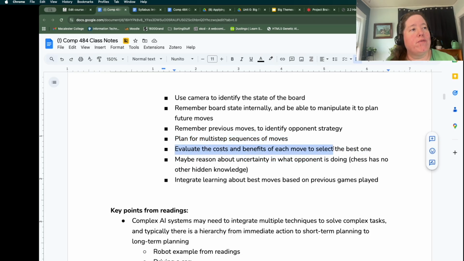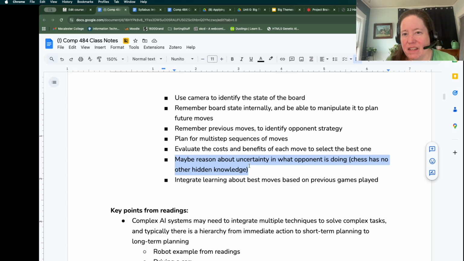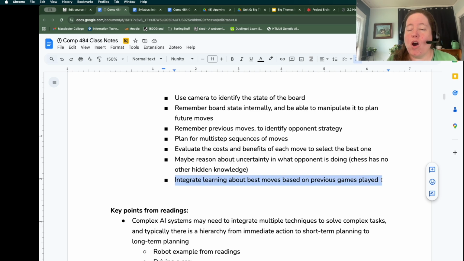You might have a player who's evaluating the costs and benefits of each move. You might want to reason about uncertainty. Chess doesn't have hidden knowledge except in terms of what the opponent is thinking. You also have the uncertainty in terms of actually moving the piece successfully, but that's a different problem. But if you're doing opponent modeling, then you have to deal with your uncertainty about what the opponent is thinking and doing. And you could certainly integrate learning into this. So all of those different aspects of an agent could be a part of a single agent that we perceive from the outside.